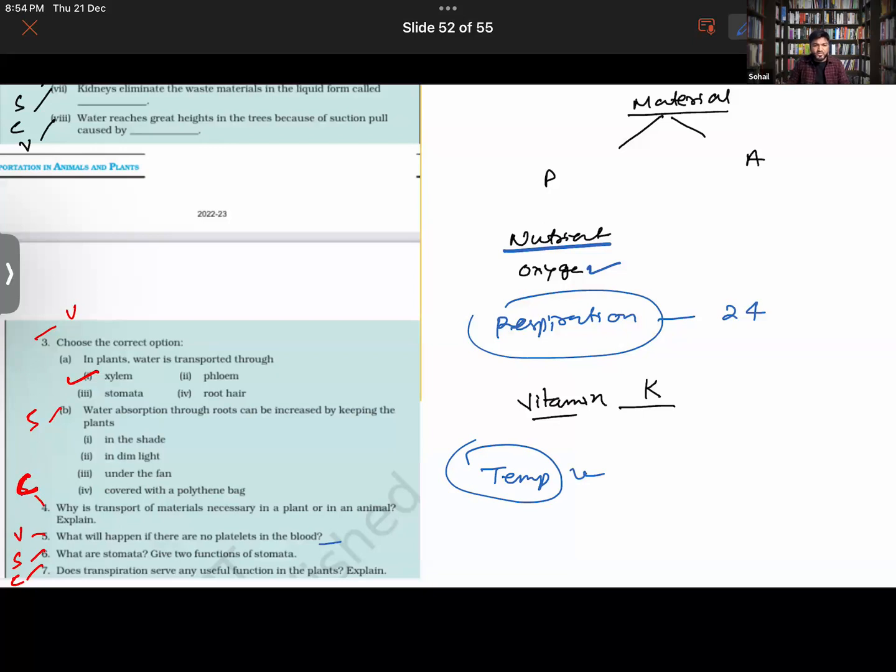The second point you mentioned, it helps to remove the excess water. Exactly, it helps to remove the excess water as well. So excess water is removed, and it is basically creating a pull. As you guys have mentioned, it creates a suction pull. Due to this, water is being pulled into the shoot system, right? So it creates a suction pull.